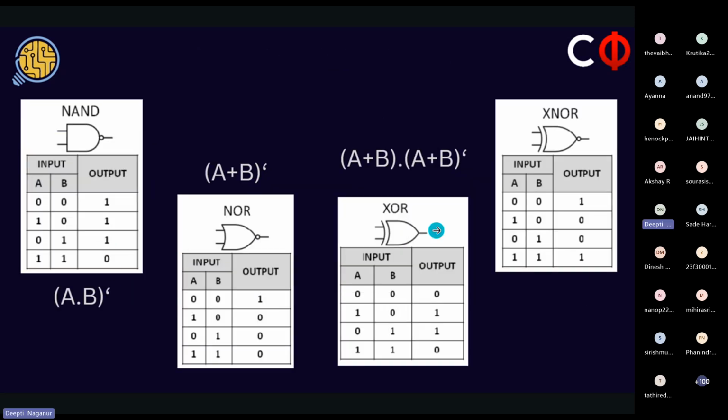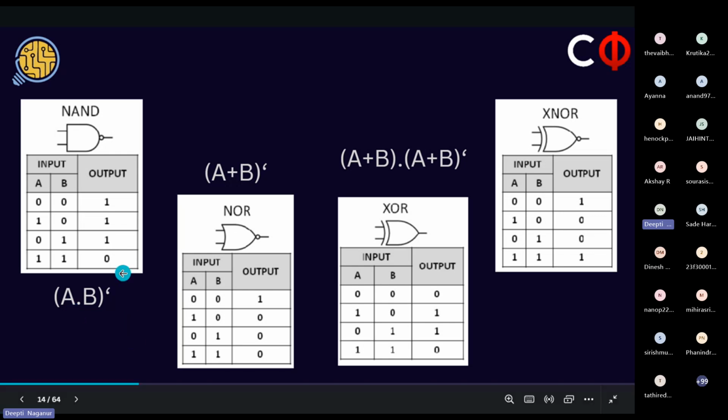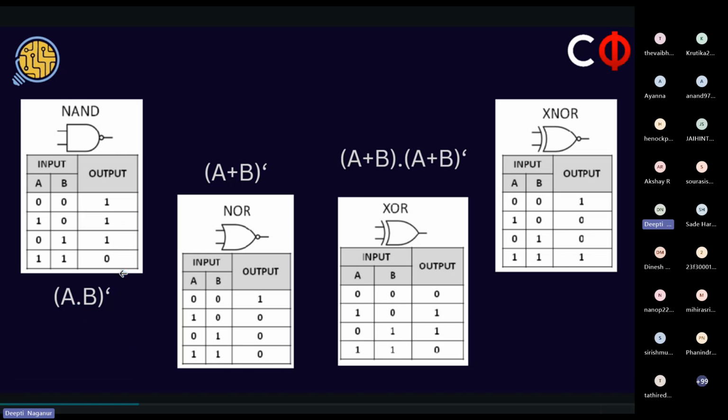These are the other types of gates. What is a NAND gate? NAND gate is basically (A dot B) prime. So what is not A dot B is NAND. What is not AND is NAND, and NOR is what is not OR. And XOR is (A plus B) dotted with (A plus B prime).